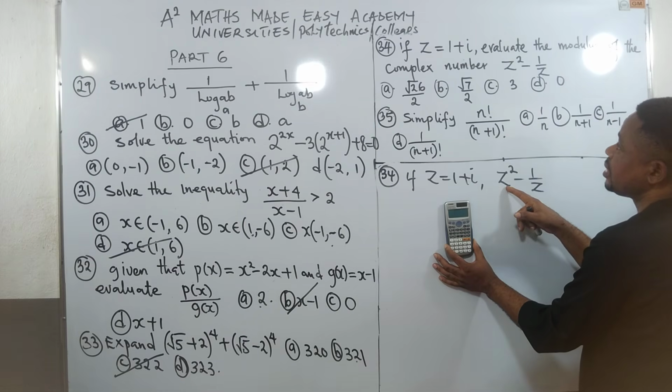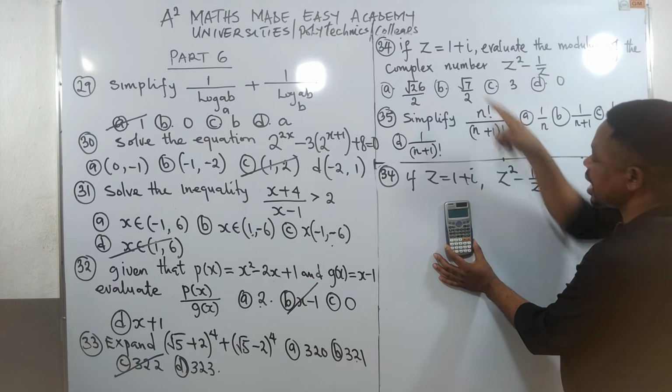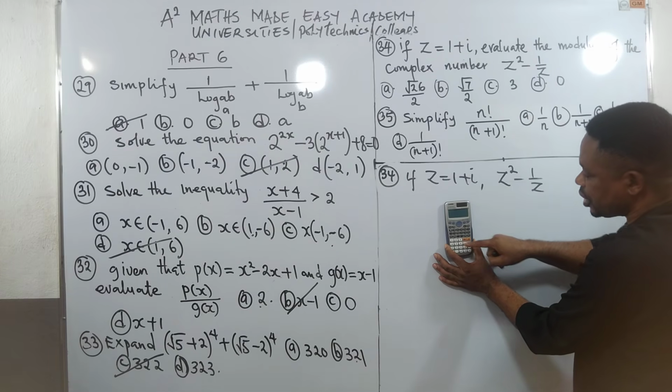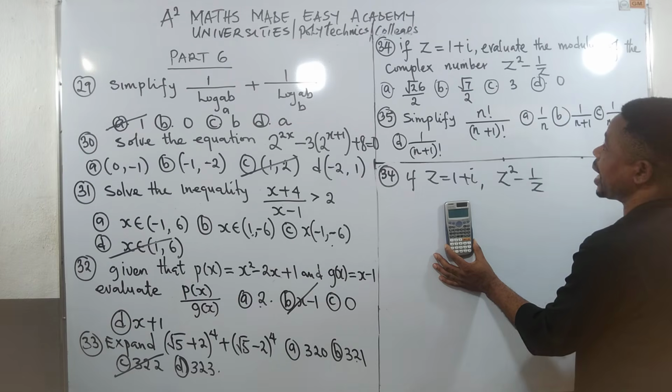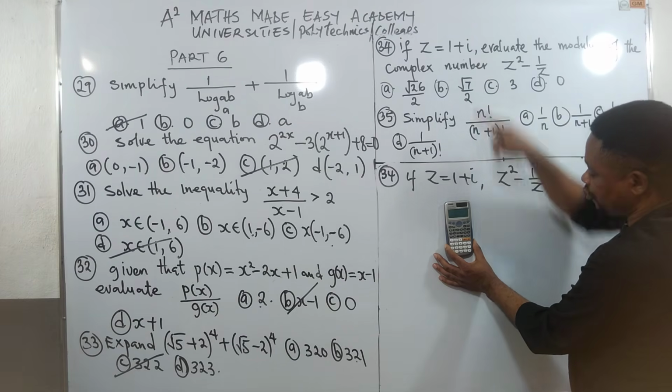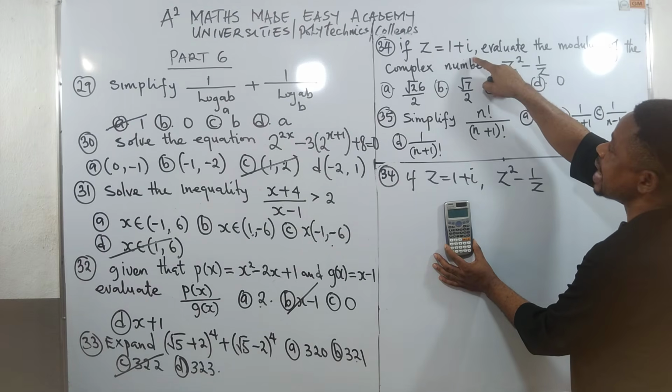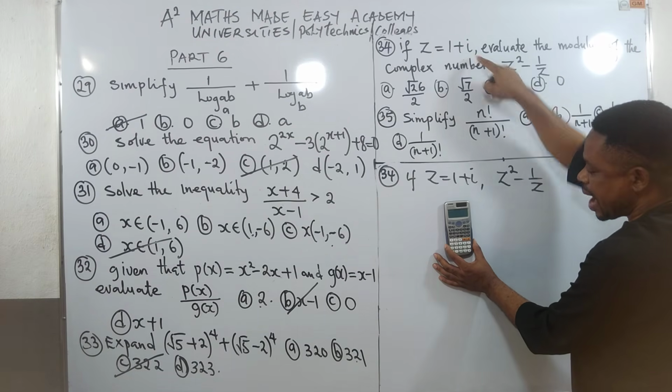Look at it, Z. We're already given Z, right? Now the first Z is squared. Are you with me? So the first thing we're going to do is to punch open bracket. What's the first value? 1. Punch 1, then plus. Next is i. i is the imaginary number. How do we punch it?